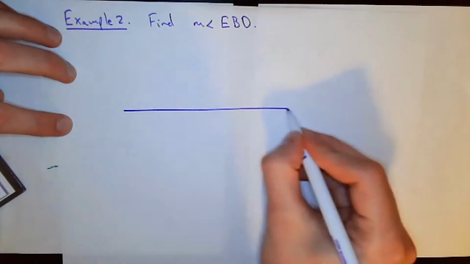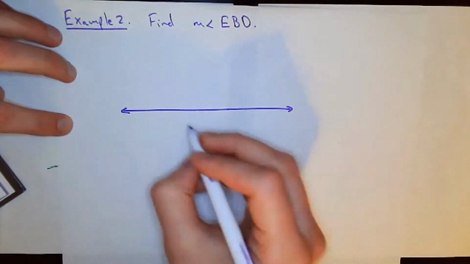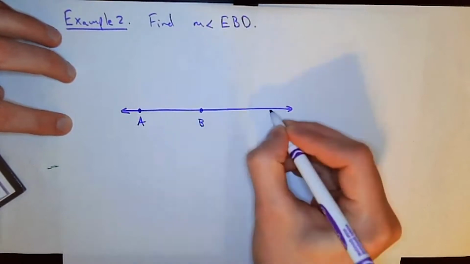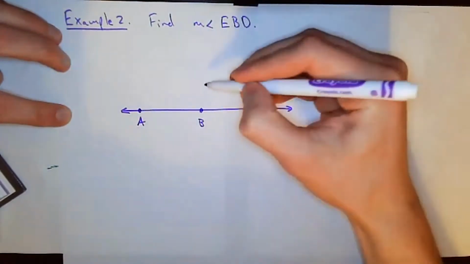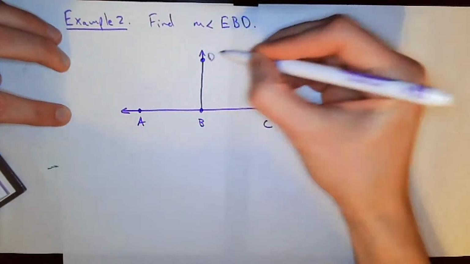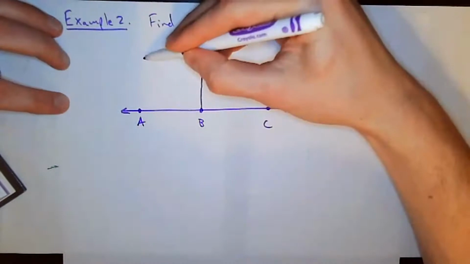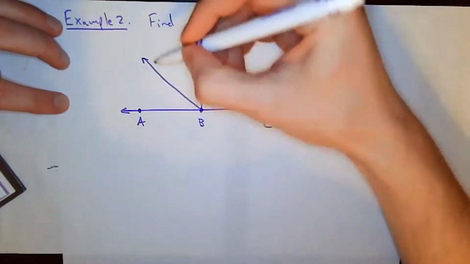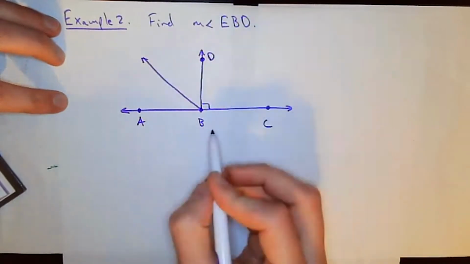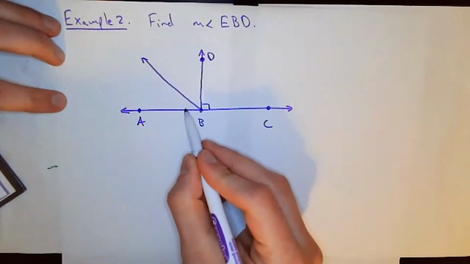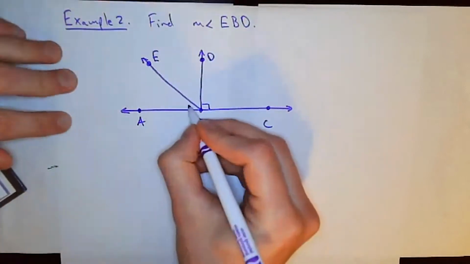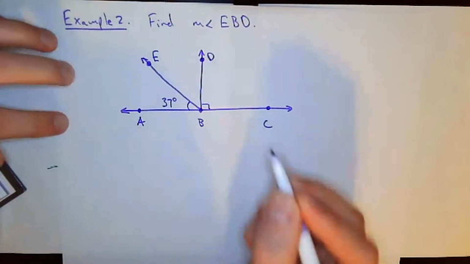Okay, here's the picture. I've got a straight angle A, B, C. And I've got a right angle going straight up right here. There's D. And then I've got another angle over here. So how do I know this is a right angle? There's your little box there. And that means this one on this side is also a right angle. And then this point E. And I'm told that this angle measure here is 37 degrees.